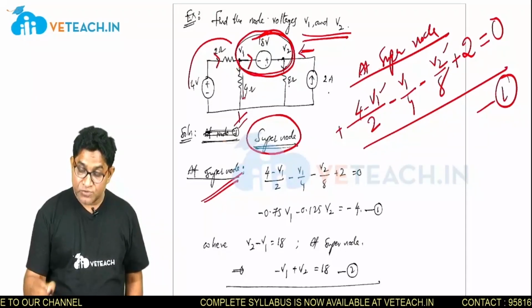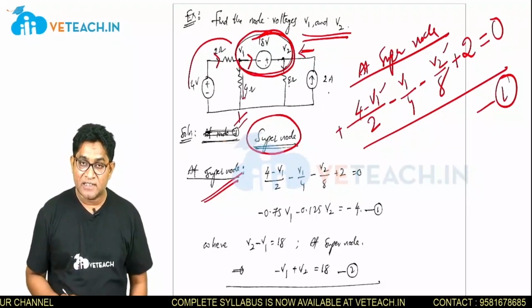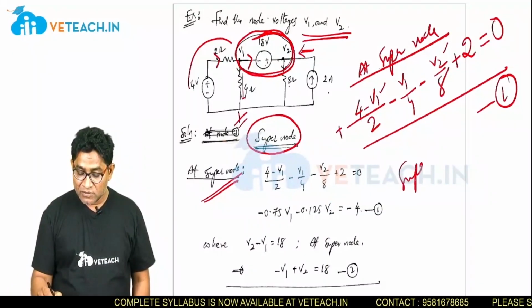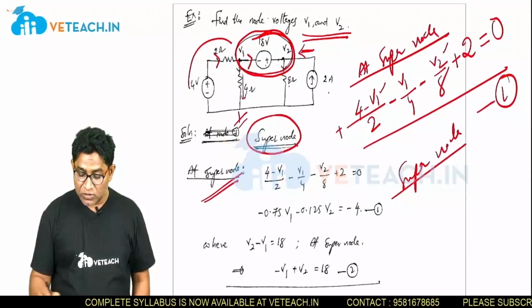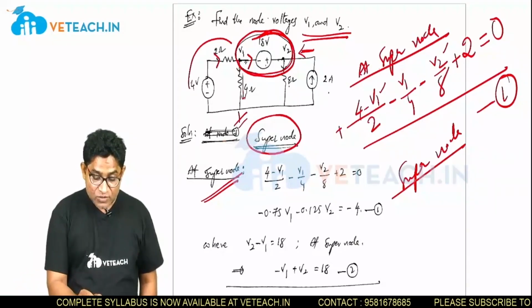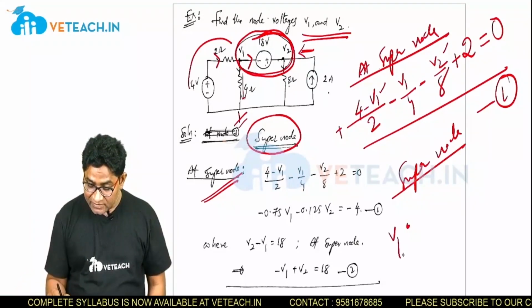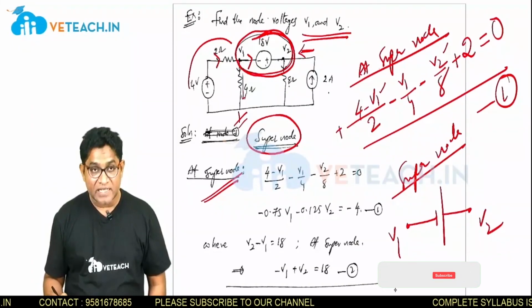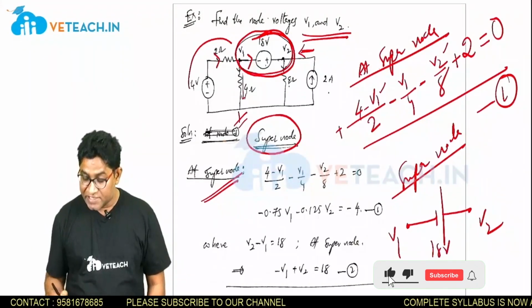V1, V2: two unknowns, and I have written one equation. Then how to get the second equation? Take the super node. So in the super node, this is V1 and this is V2. Between these two a voltage source is there, whose value is 18 volts.